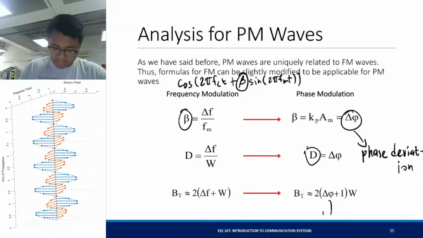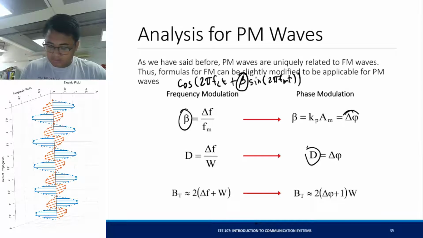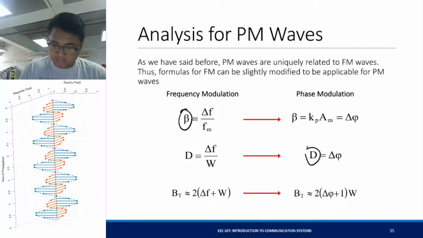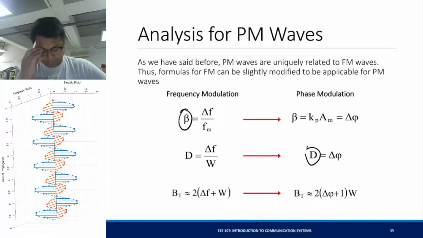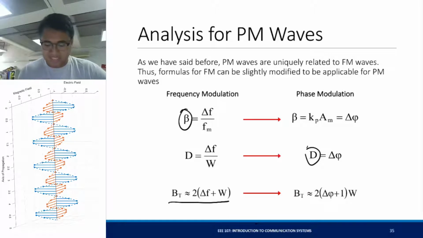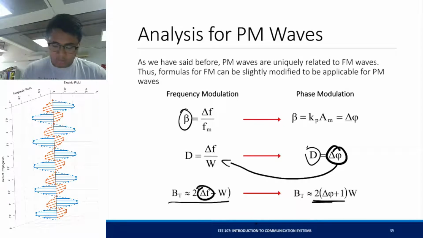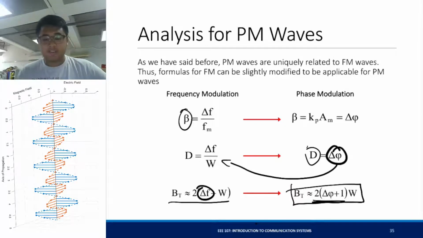Okay, and the bandwidth, well, we'll just use the same equation using Carson's rule. So it's equal to this, it's still the same, but instead we have a delta phi. Okay? We use delta phi instead of delta f. And delta phi is related to W using this equation right here. Okay? And now this is the transmission bandwidth for your phase modulated wave.